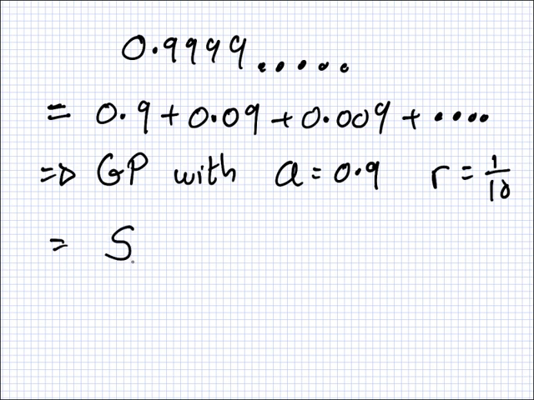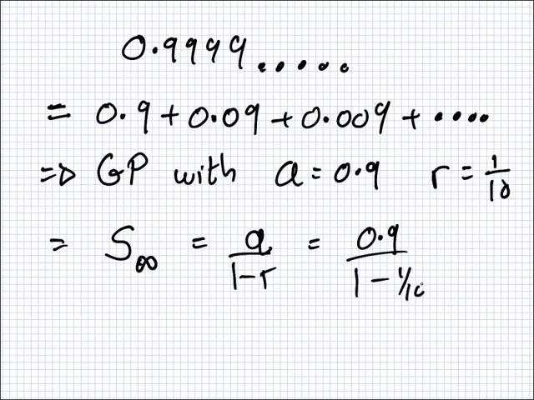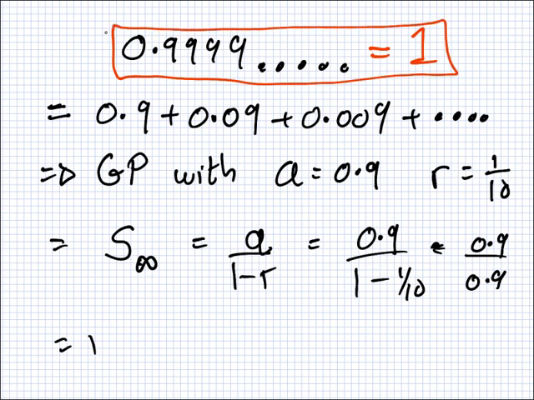So this is S infinity. Formula: a divided by 1 minus r. a is, what do we say? 0.9. And r is 0.1, so 1 minus 0.1. Isn't that right? So 0.9 over 0.9, which is 1. So this equals 1. Not less than. Equals. It's an infinite progression. How did you get the 1 over 10?